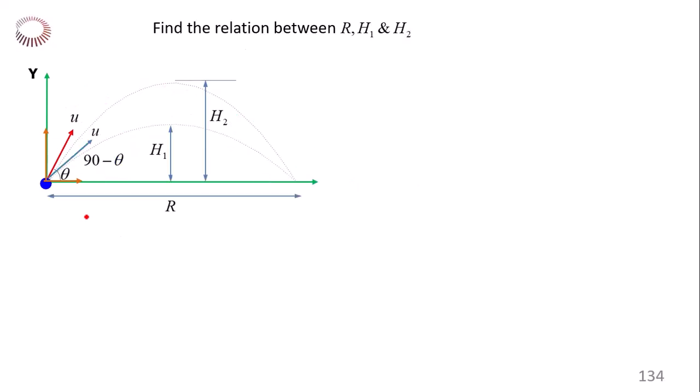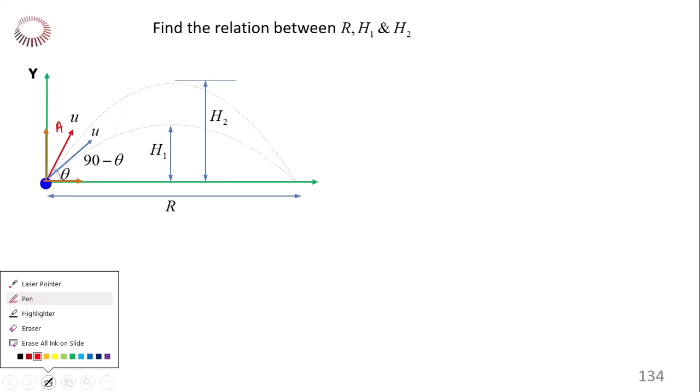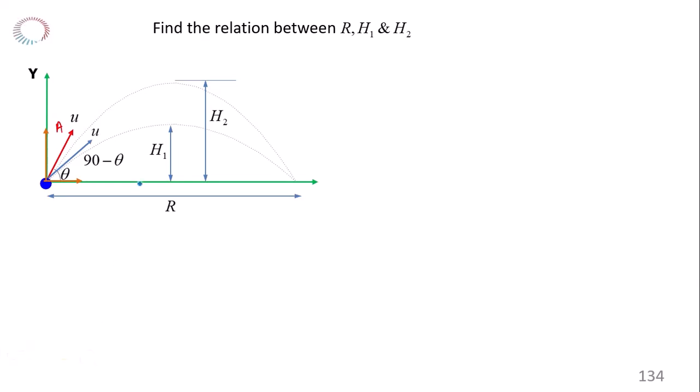So now there is another situation. Now there are two particles. Again, the A particle is the first particle, and the B particle is the blue particle, which is thrown with the same U, but at angles theta and 90 minus theta. That means I know these two angles are complementary to each other, so they will land at the same point. So the range for both of the particles is the same. Now you are asked to calculate the relation between R, H1 and H2. What is the H1?